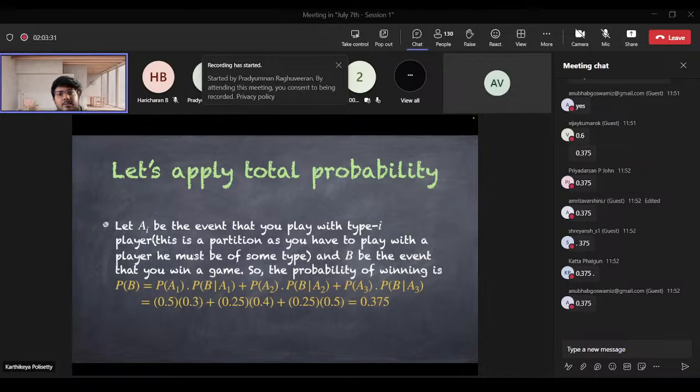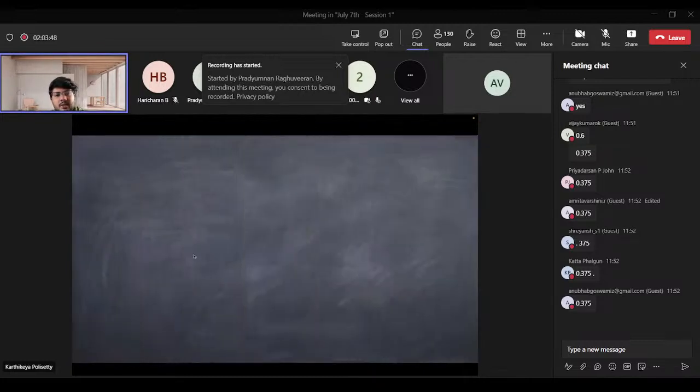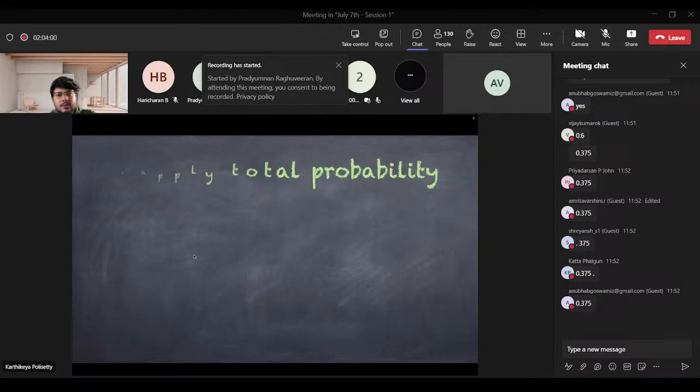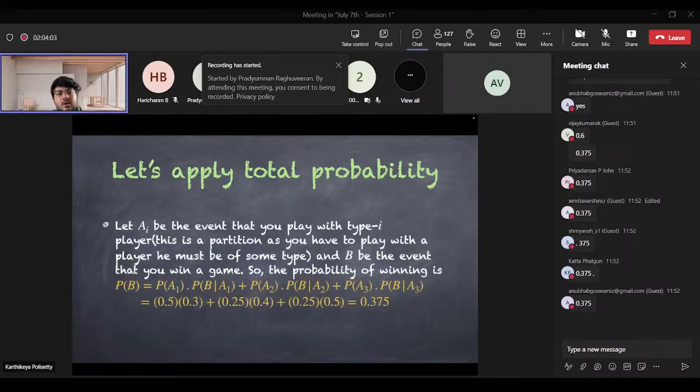Similarly, the probability you play with a player of type 2 is 0.25. When you play with type 2, you win with a probability of 0.4. So the probability that you win while playing against type 2 is 0.25 times 0.4. Similarly for the third one. So the total probability that you win will be the sum of three probabilities, that you play with either type 1 or type 2 or type 3. Is that clear?